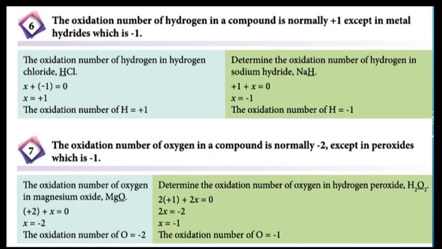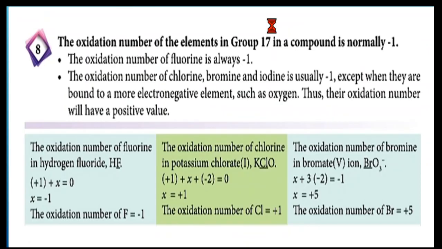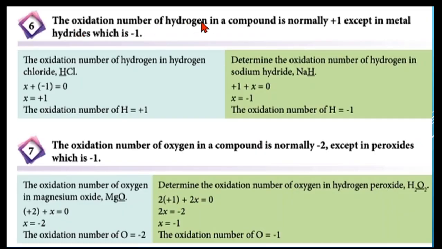Seterusnya, the oxidation number of hydrogen in a compound. The oxidation number of hydrogen in a compound is normally positive 1. Betul kan? Hydrogen itu oxidation number dia biasanya positive 1. Tetapi ada pengecualian dia, iaitu in metal hydrides. Dia punya oxidation number adalah negative 1. Become negative lah.